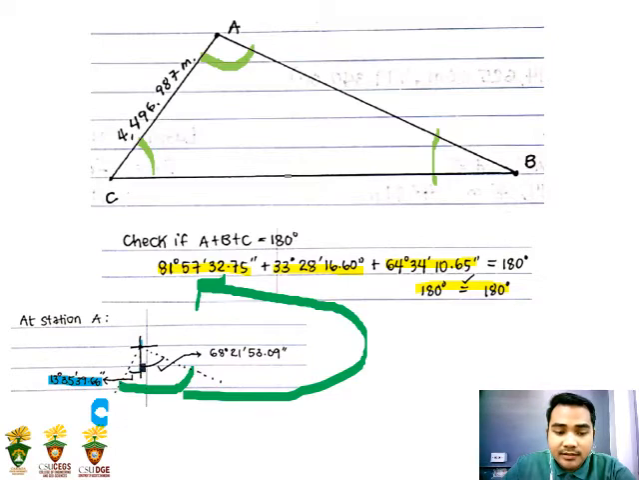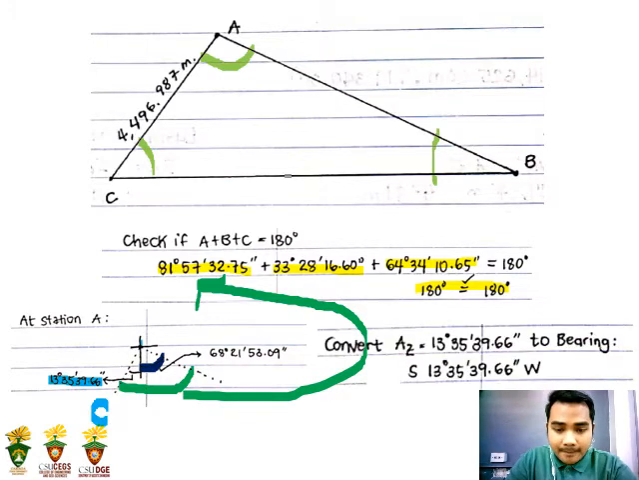Therefore, para makuha ni kani nga angle, we need to subtract the azimuth of A to C from the angle A, which is 81, 57, 32.75. So 81, 57, 32.75 minus 13, 35, 39.66 is we will have a value of 68, 21, 53.09. So atong i-convert ang azimuth into bearing, okay, since we need to get the coordinates of C.